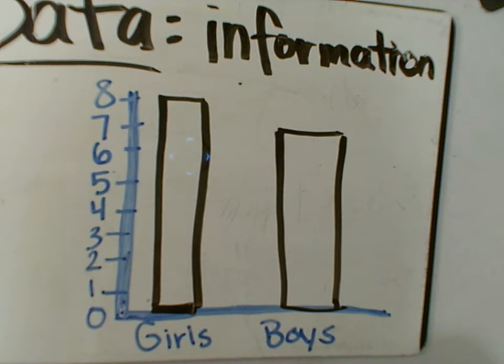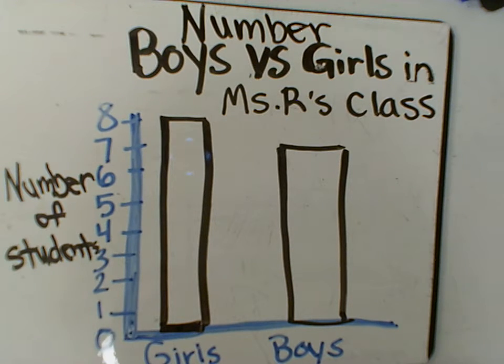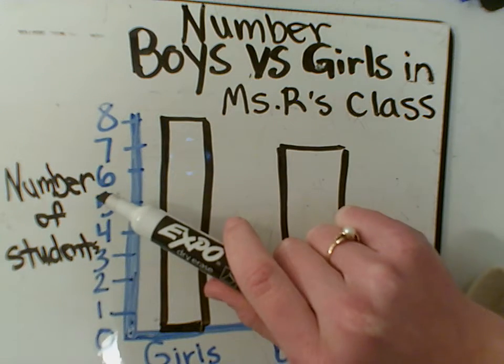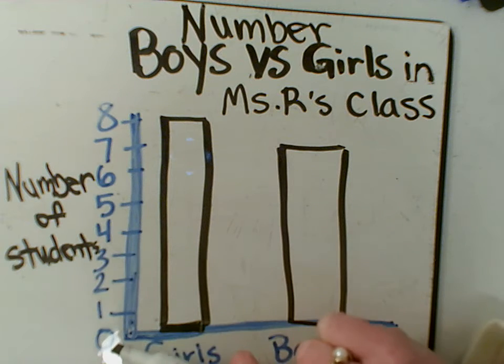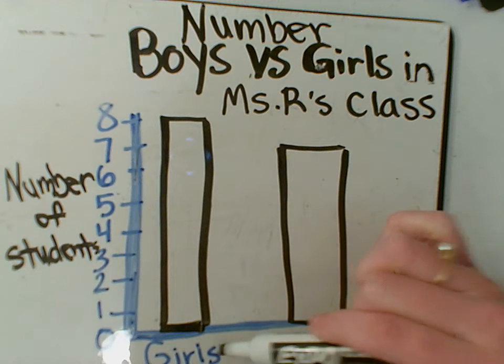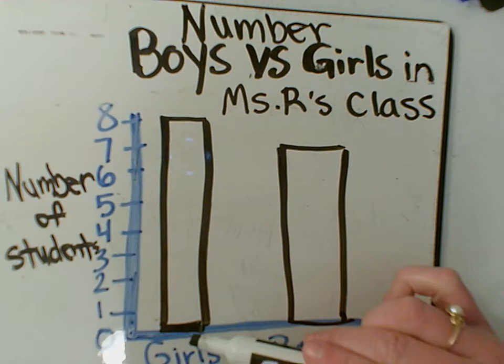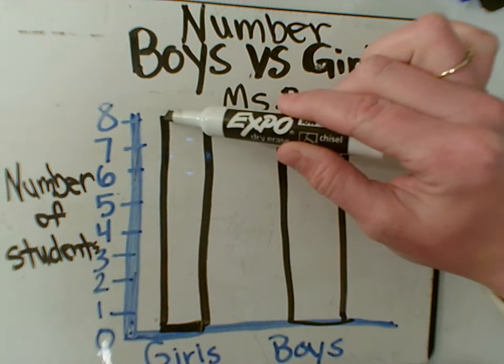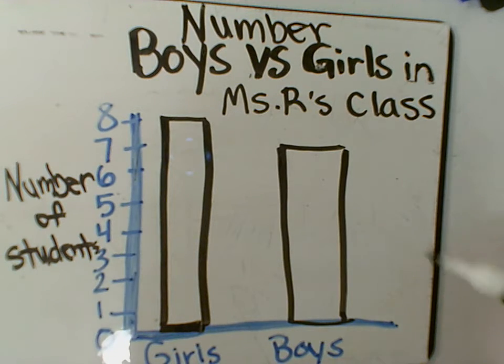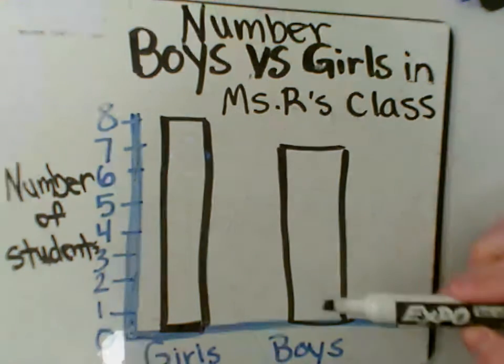For instance, here is a bar graph showing the number of boys versus girls in Miss R's class. So on the left-hand side, you see the number of students, and it goes from 0 to 8. And at the bottom, you see girls or boys. So in my class, I have 8 girls. So I made my bar go all the way to the 8. And I have 7 boys in my room.